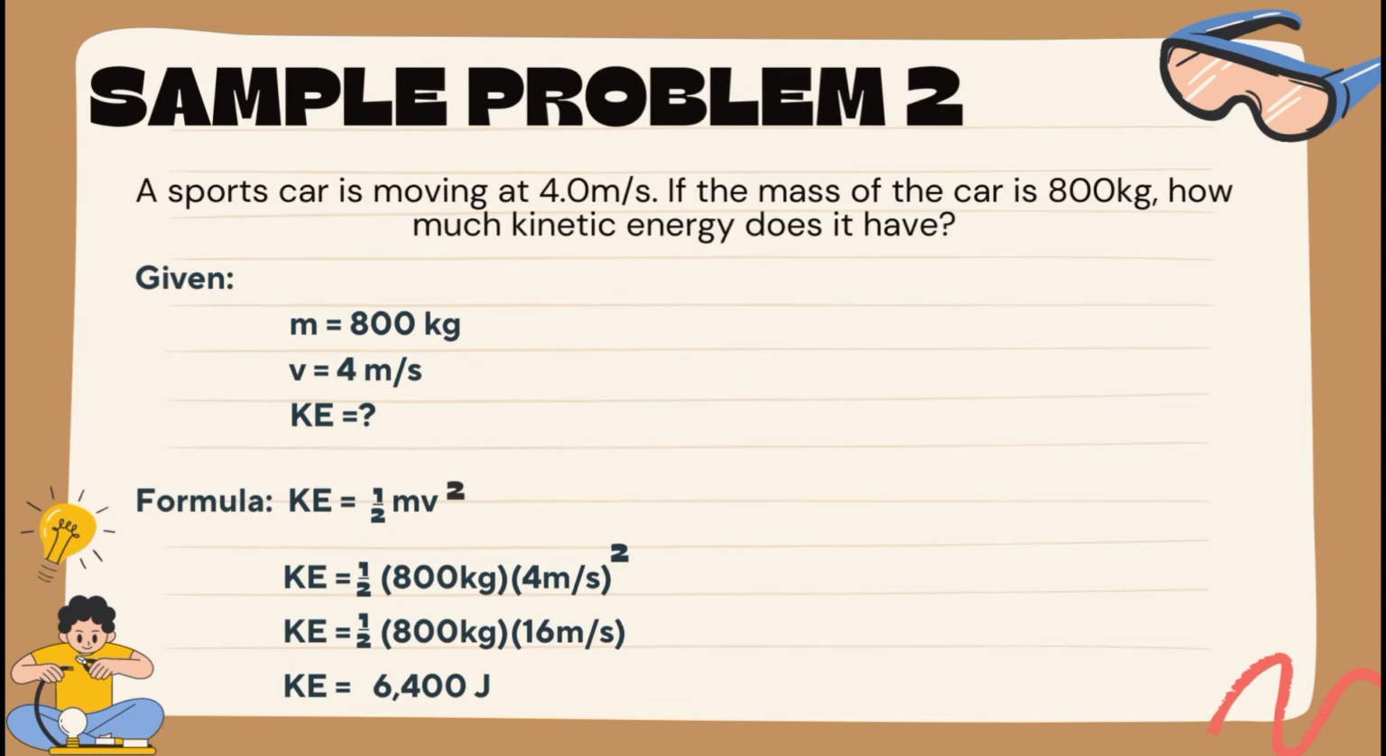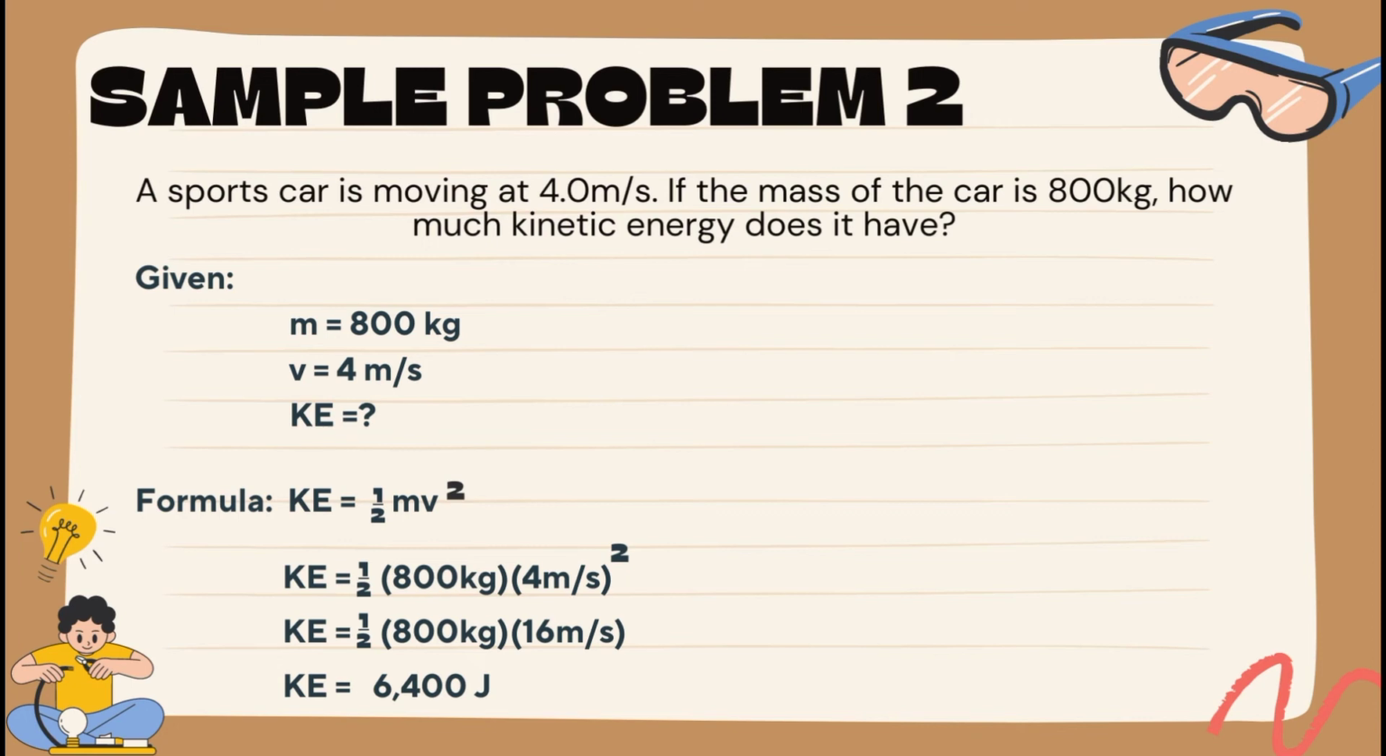Alright. So now, let's have sample problem number 2. A sports car is moving at 4 meters per second. If the mass of the car is 800 kilograms, how much kinetic energy does it have? Since we know the problem, let's first analyze what the question is. The question here is how much kinetic energy does it have? Meaning to say, the missing value here is our kinetic energy.